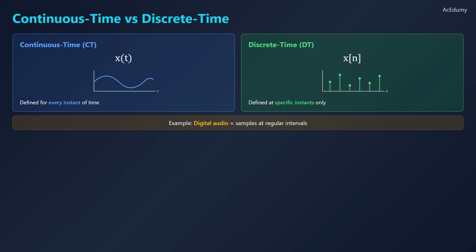A discrete time signal, on the other hand, is defined only at specific time instants. We write it as x[n], where n is an integer index. Think of digital audio. It consists of samples taken at regular intervals.